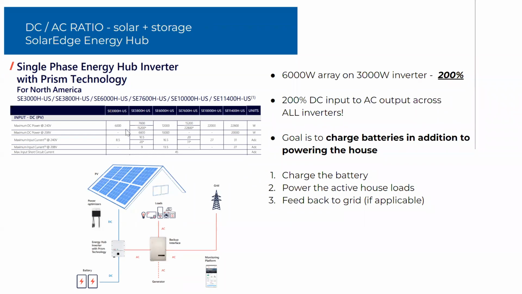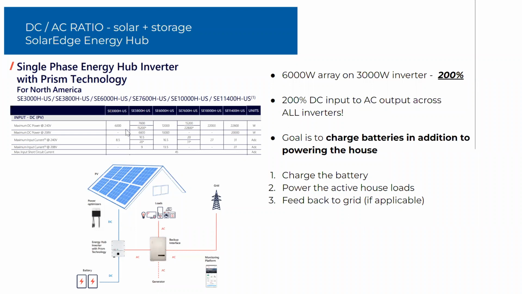This is a very important distinction. For all of our HD-Wave inverters, we can put up to 200% of DC onto the AC output. This may seem not like what you're used to. If I have a 10 kilowatt inverter, putting up to 22 kilowatts seems a little crazy. However, we're able to do this because we're adding a battery. Adding a battery changes the prioritization of our solar output.